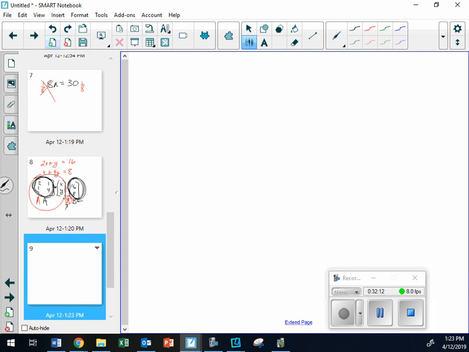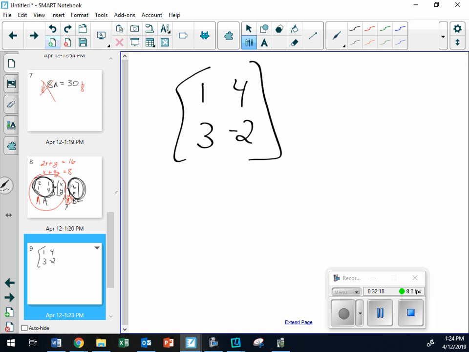To get an inverse, everybody write this one down. 1, 4, 3, negative 2. If I need to do the inverse of this, yes, a calculator can do it. But no, you can't trust that you're always going to have the calculator to do it. Because sometimes they throw in a variable, and all it takes is to make that a 4A, and now your calculator can't do it for you anymore. So you have to know the process.